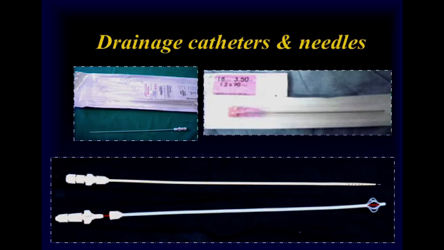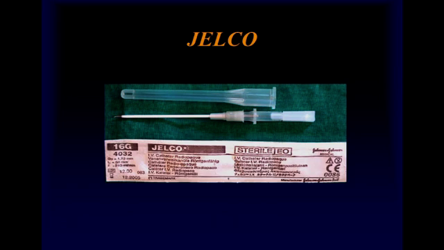Then we have drainage procedures. Typically nowadays we have drainage catheters which are loaded over a needle. So all we have to do is insert the entire set into the area of interest, remove the needle and keep behind the drainage catheter. If you're working in a small area and you don't want to leave behind the catheter, then we can very often use a JELCO as well.